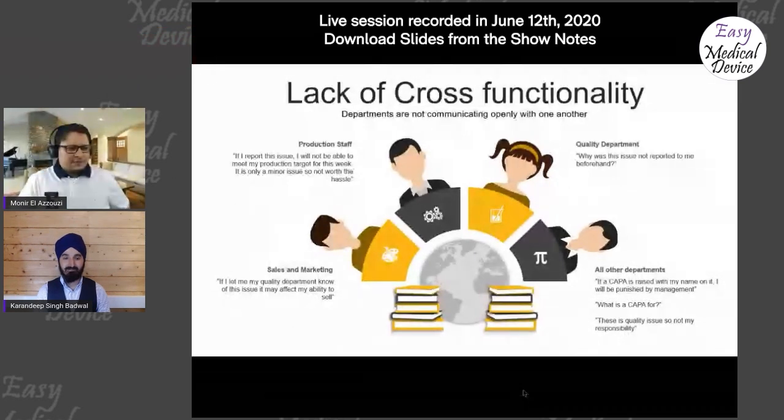The last one, all other departments: if a CAPA is raised with my name on it, I will be punished by management. Okay, it's what we talked about before. People are associating CAPA with punishment, which they should not. If I change, for example, the word CAPA to a project, and say I will give you the lead of a project, then it sounds like marketing, and the marketing way it sounds good.